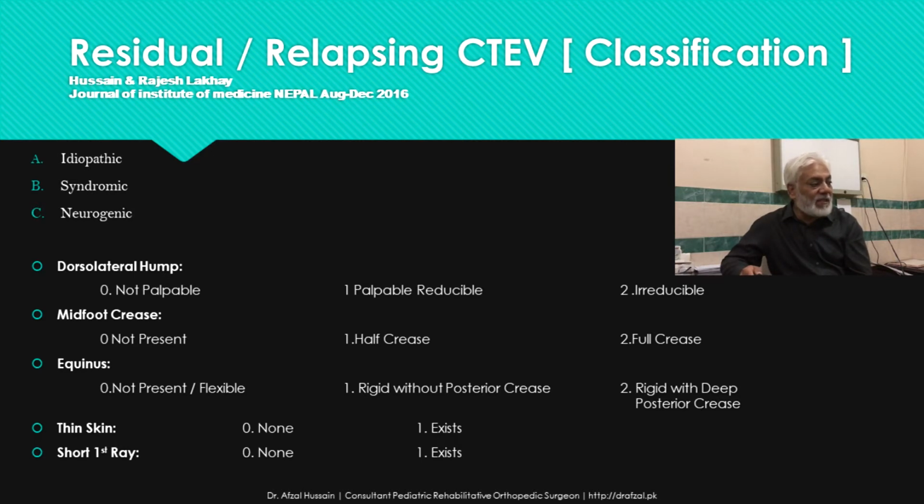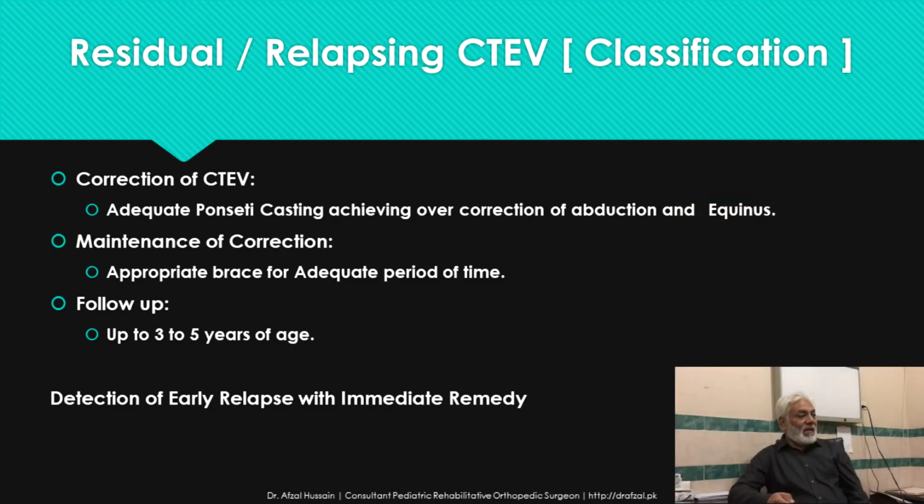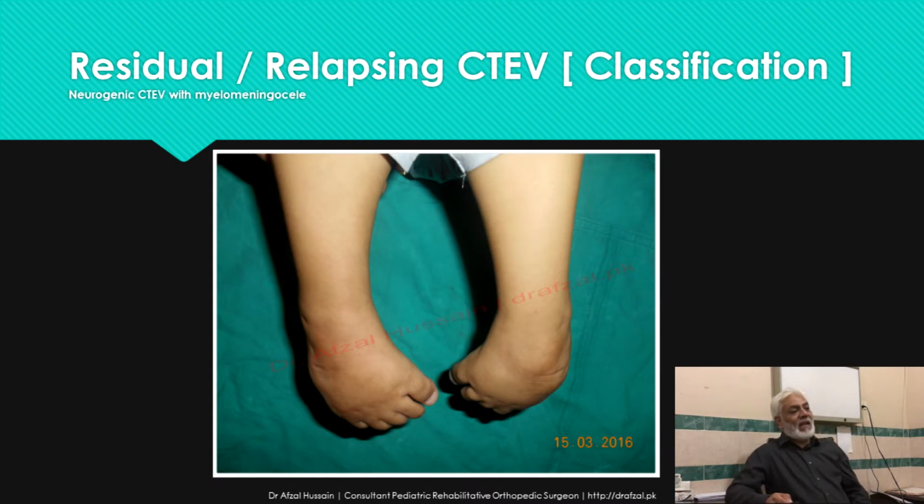Then there are some individual characters: thin skin, and short first ray, which either exist or don't exist. So these are the parameters, and this classification is specifically applied for decision making about the surgical procedure that you will proceed with. Then correction of CTEV: adequate concentric casting achieving over-correction of abduction, then maintenance of correction and detection of early relapse with immediate remedy. So these are the examples.